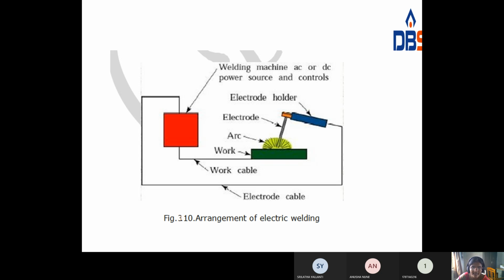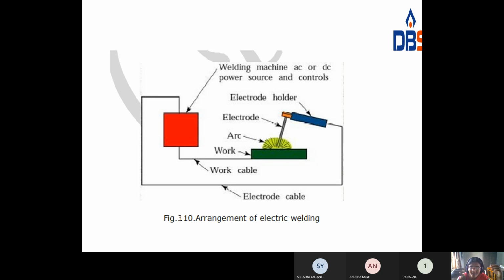See, this is the arrangement of electric arc welding. Here this is a welding machine, AC or DC, that is to give the supply. First, this one is the work, that means the work which is to be welded. This is the electrode holder, to hold the electrode near to the work. The current will be passing through this electrode, and the current will be passing through the work. At that time, between the workpiece and the electrode, some space is there, an air gap.